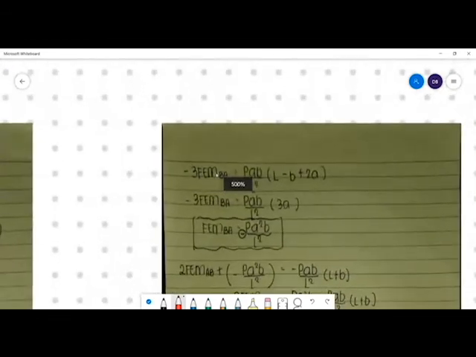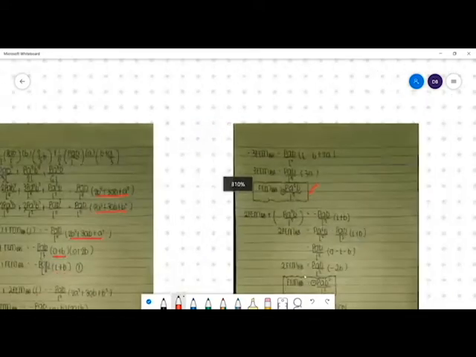Okay? 3, negative 3 FEMBA is equal to PAB over L squared times L minus B plus 2A. Ang L minus B natin is equal to A. We combine it with 2A, that will become 3A. So we cancel all the 3, and this will become now FEMBA is equal to negative PA squared B over L squared. So you can check it on the tables for fixed end moments that I gave you.